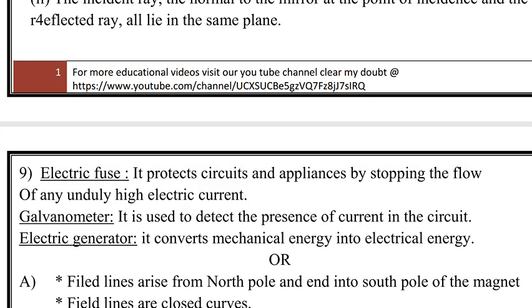Question number 9, that is fourth main, answer the following questions, that is 3 mark questions. In that question number 9 is, mention the function of the following devices. First one is electric fuse, second one is galvanometer, third one is electric generator. Electric fuse, it protects circuits and appliances by stopping the flow of any unduly high electric current. Galvanometer, it is used to detect the presence of current in the circuit. Electric generator, it converts mechanical energy into electrical energy.